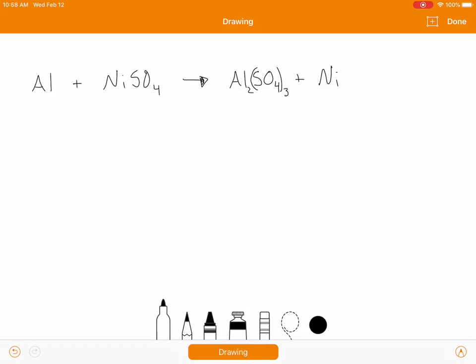And then lastly, you have to make sure everything is balanced. So we have three sulfates, so you have to put 3 here, which means you're going to have to put 3 nickels and then 2 aluminums, and now it's balanced. The way we know that this was indeed a reaction is because aluminum was able to replace nickel. If it wasn't, then it would be no reaction.